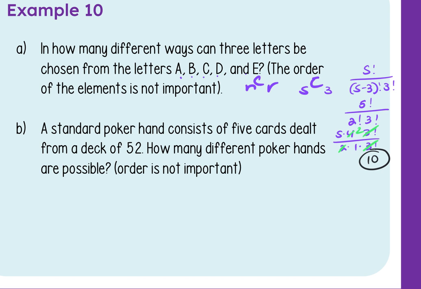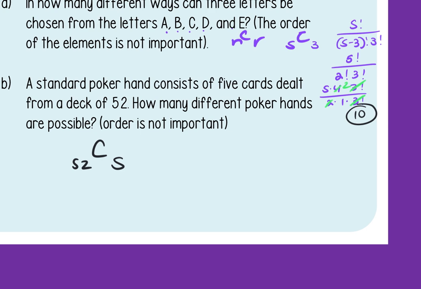What's my n? 52. What's my r? 5. This time we're going to do it on the calculator. Go to math, go to probability, grab your nCr, 52, 5. 2,598,960.